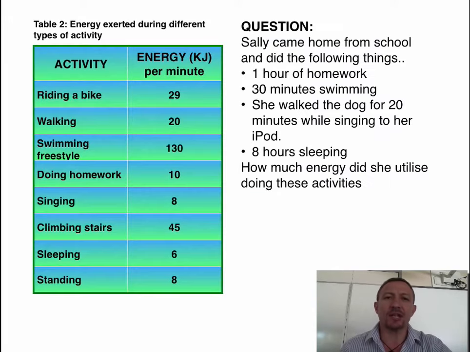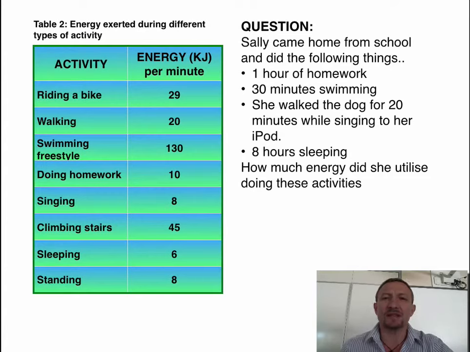So let's look at the energy going out. In table 2 here, what you can see is a table with a variety of different exercises and the energy that relates to that exercise in kilojoules per minute. Notice the per minute. So obviously if you're going to be doing that activity for a long period of time, that is the energy that you're going to be using up.